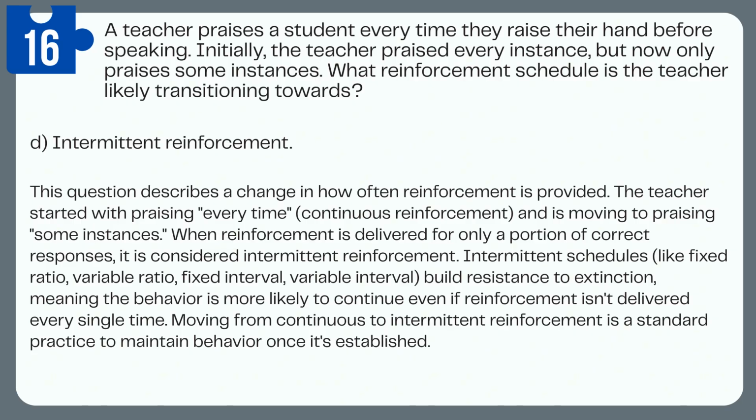The teacher started with praising every time, continuous reinforcement, and is moving to praising some instances. When reinforcement is delivered for only a portion of correct responses, it is considered intermittent reinforcement. Intermittent schedules, like fixed ratio, variable ratio, fixed interval, variable interval, build resistance to extinction, meaning the behavior is more likely to continue even if reinforcement isn't delivered every single time. Moving from continuous to intermittent reinforcement is a standard practice to maintain behavior once it's established.